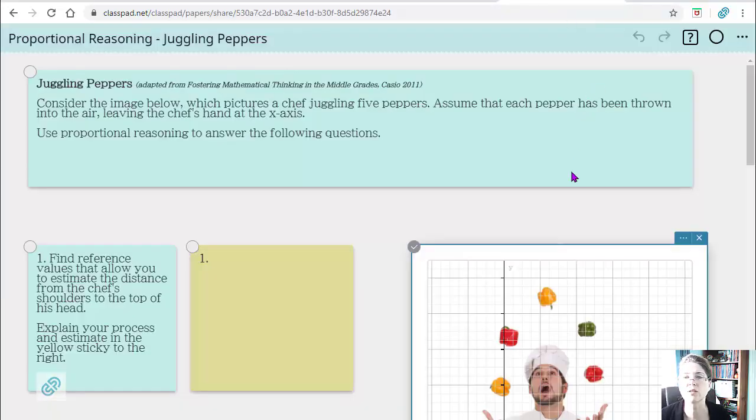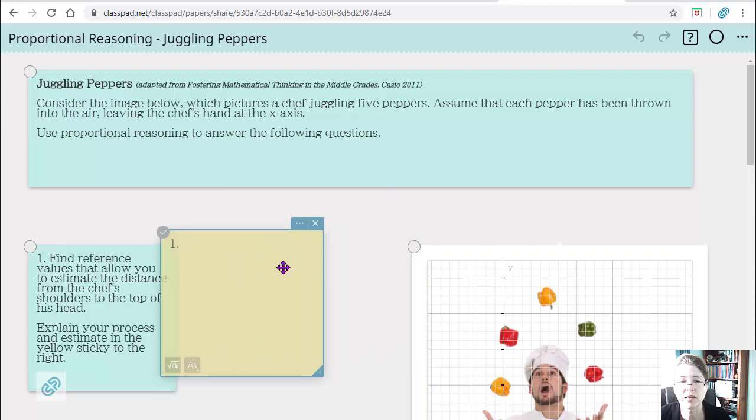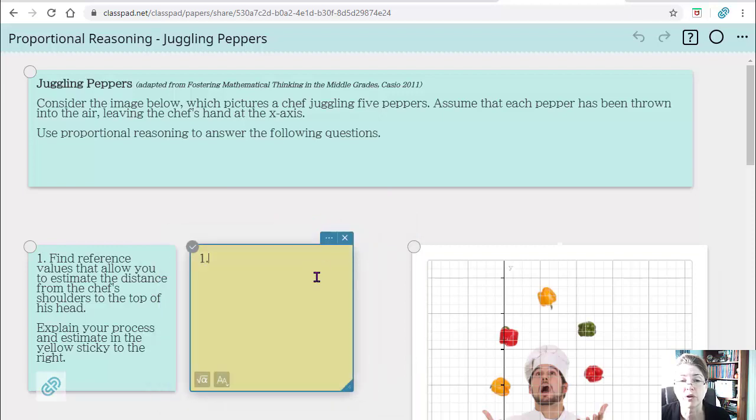So this is a proportional reasoning one. And this shows you some nice things about Classpad right here. So here's the text stickies, and we call all of this stickies because they can be moved and put where you want them. So you can basically arrange your paper however you want.